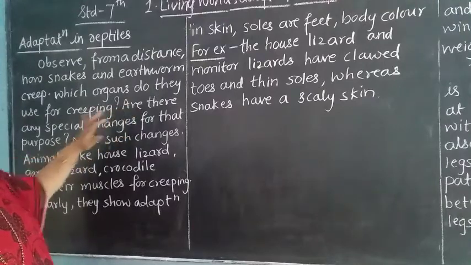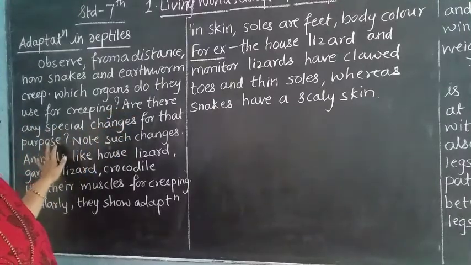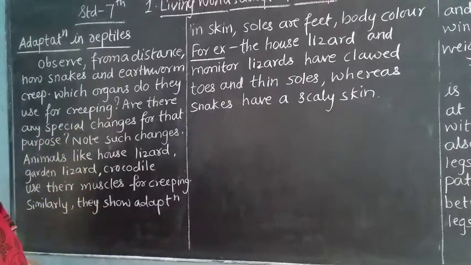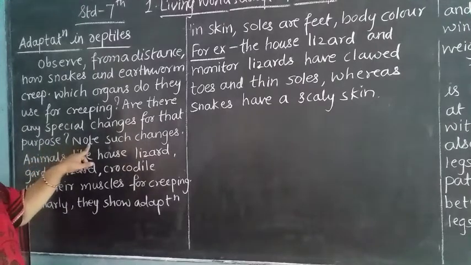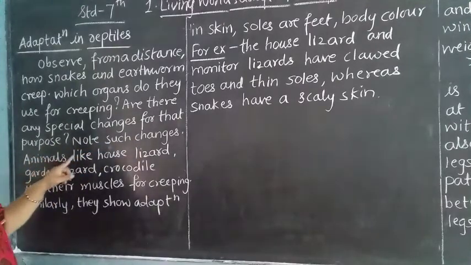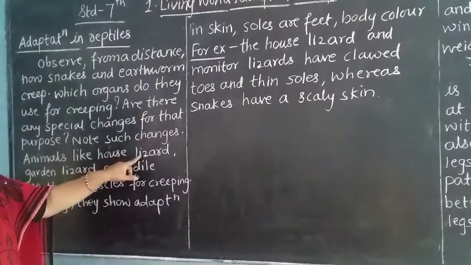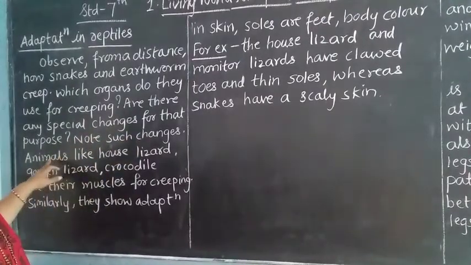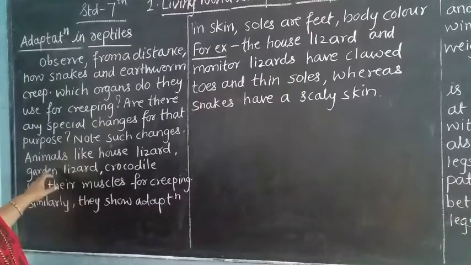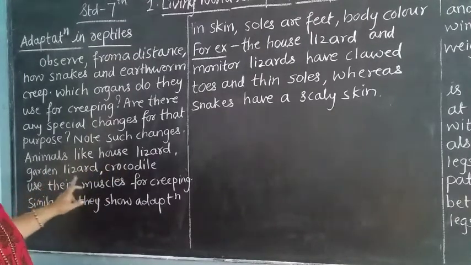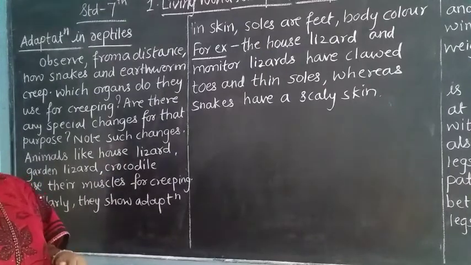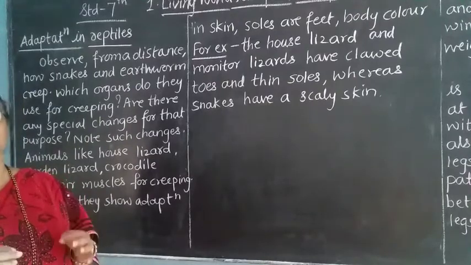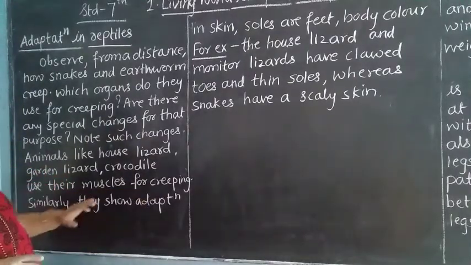See here. Are there any special changes for that purpose? No. Note such changes. Animals like the house lizard, or you can say garden lizard, and crocodile use their muscles for creeping. Whenever they are creeping, even if they do not have legs, or if they have legs, they use their muscles for the sake of creeping.